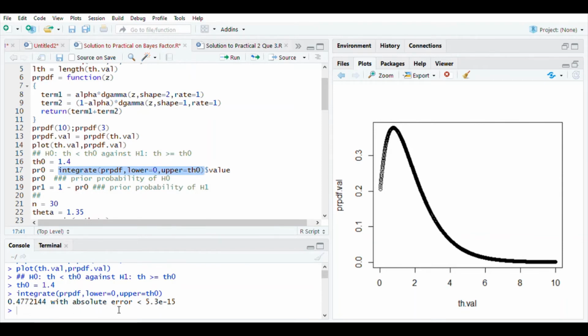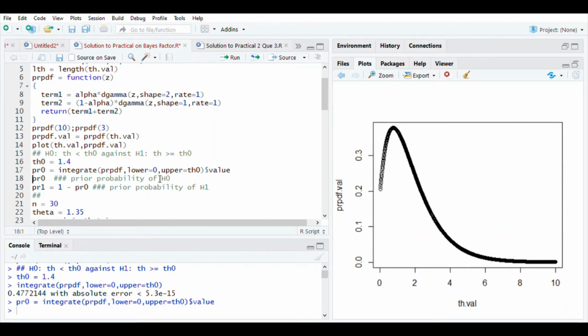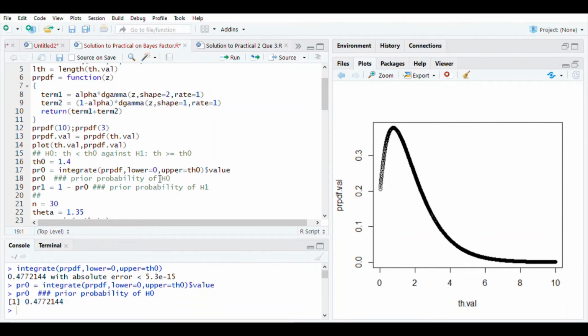0.4772144 with absolute error less than 5.3 times 10 raised to minus 15. So the error is almost 0, and we can accept this as the correct value of the integration. This will be the prior probability of H0. So how much is the prior probability? It is 0.477, as we have seen earlier. Now the prior probability of H1 will be simply 1 minus this.